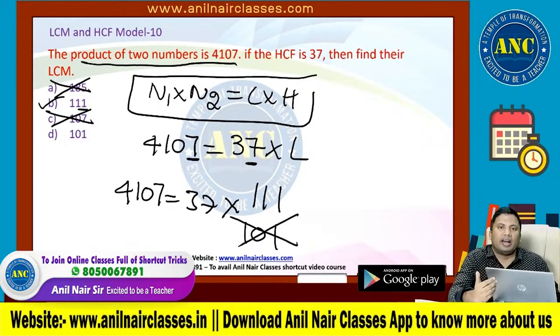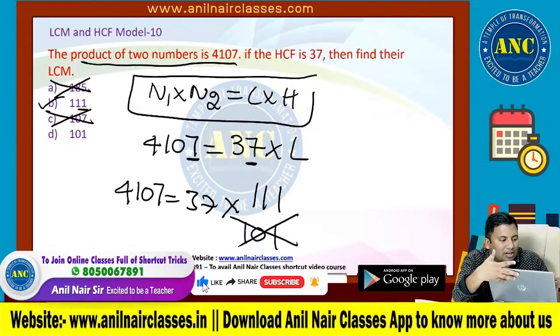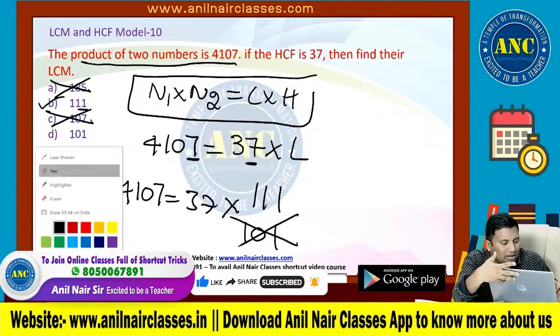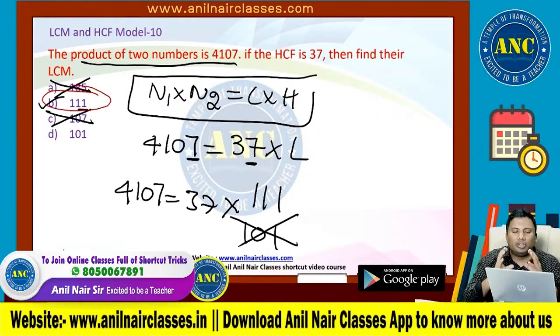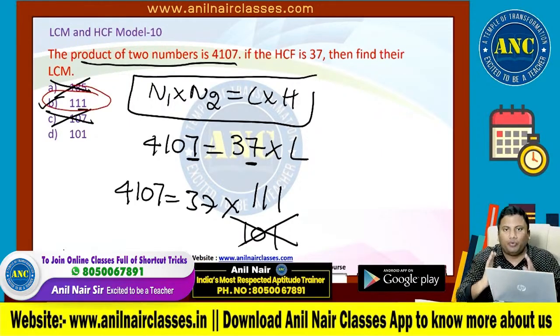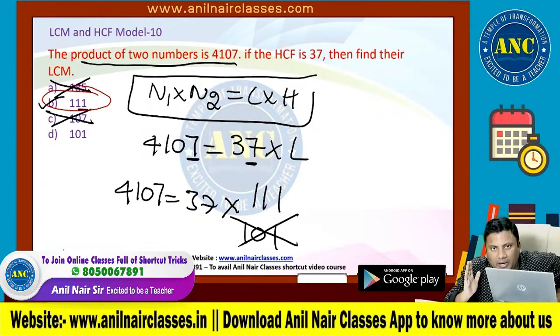101 is incorrect. Why? Because 101 is close to 100, and 37 into 100 is 3700. I require 4107. The answer for this question is 111. I hope you are enjoying the unique way of finding the numbers by using unit digit multiplication.